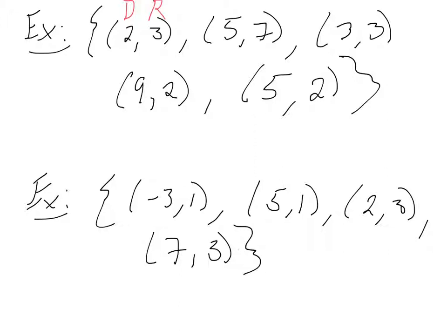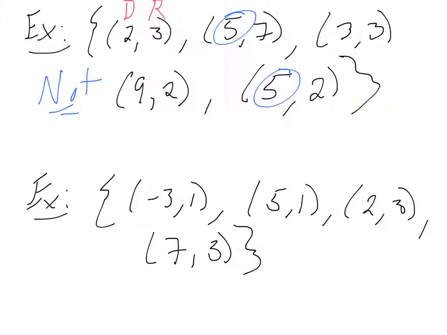All right, so the first one is a function or not a function? Not a function, because we see that 5 is linked with 7 and 2, so we have a member here of the domain that is linked with more than one element of the range, so that's not a function.